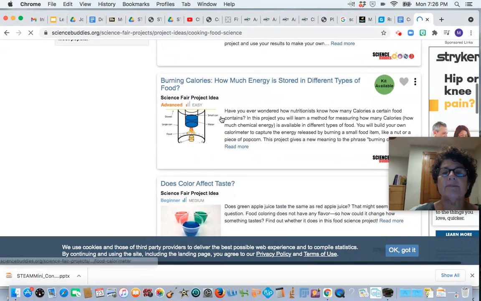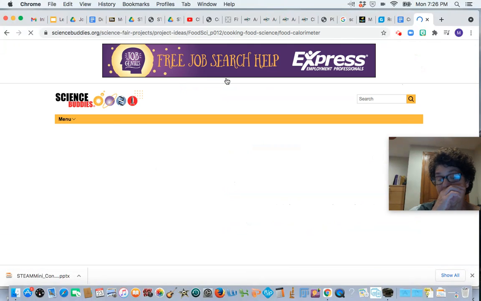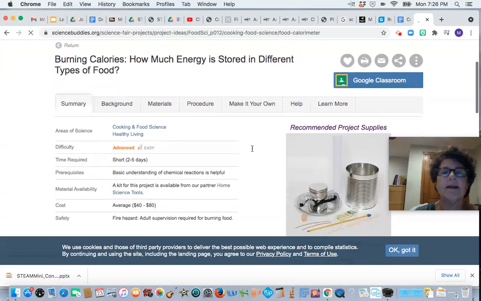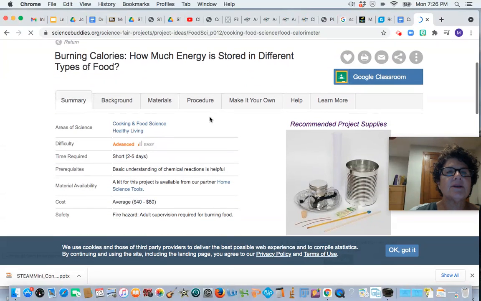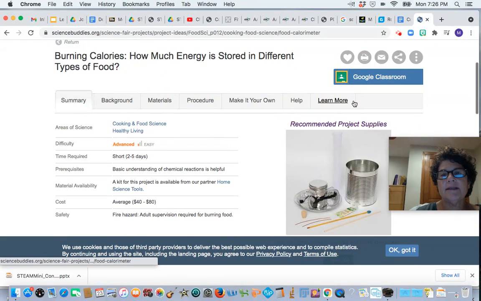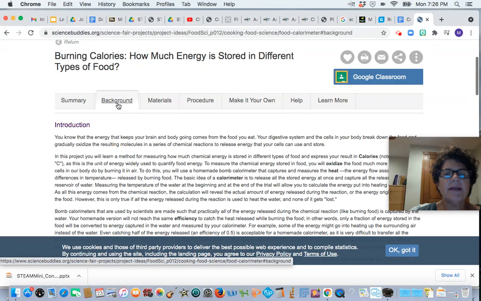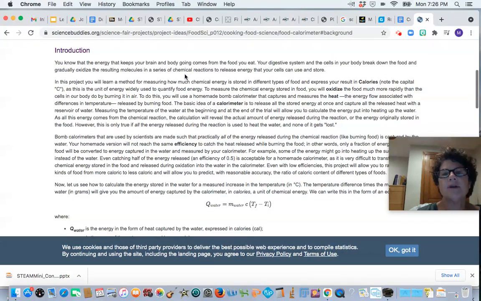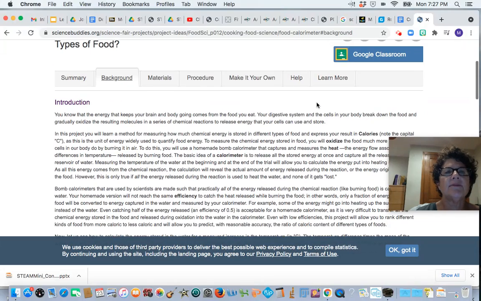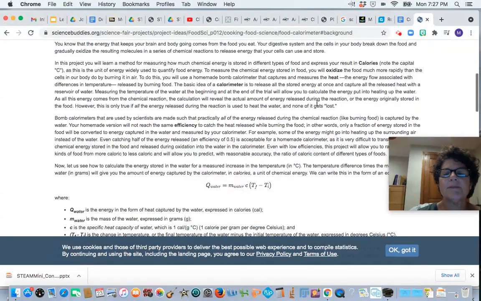This is a calorimetry experiment, like burning calories. How much energy is stored in food? In math class, if you had them burning stuff, but safely. So what I love about these and this resource is that there's always a summary, there's background information where it gives you the introduction to all the science concepts you need and the vocabulary words. So this is like a chemistry experiment, but it's also connected to biology and physics.